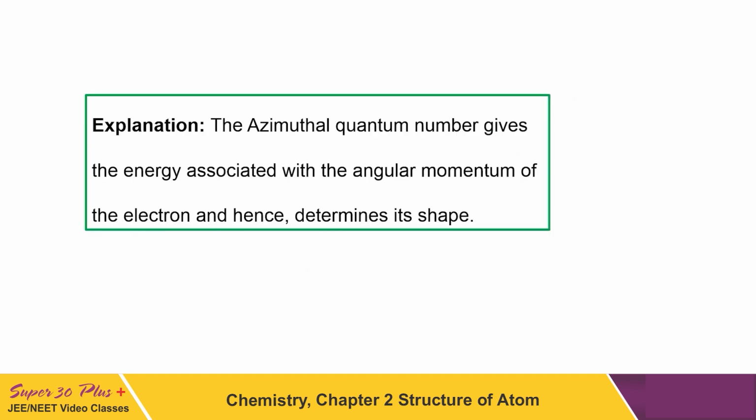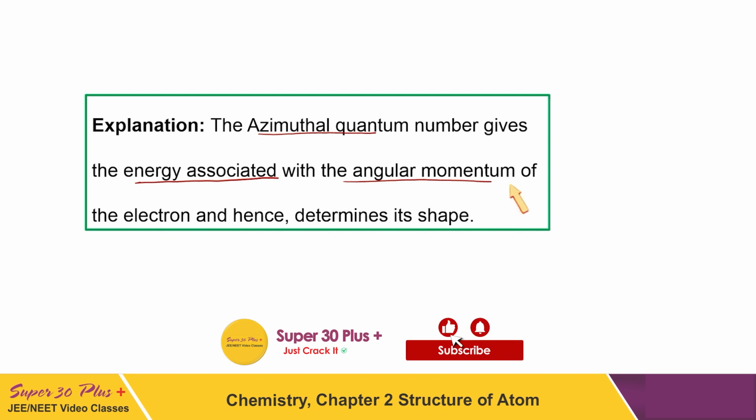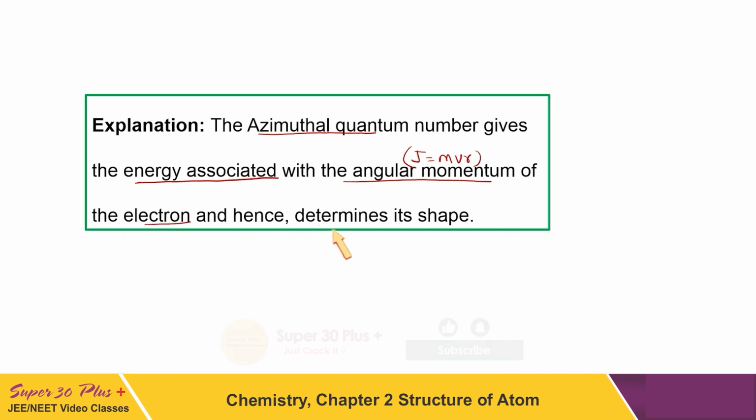And the azimuthal quantum number gives the energy which is associated with the angular momentum, which is mvr of the electron, and hence it determines its shape. An examiner might ask you, what does the azimuthal quantum number determine? And the answer is shape.